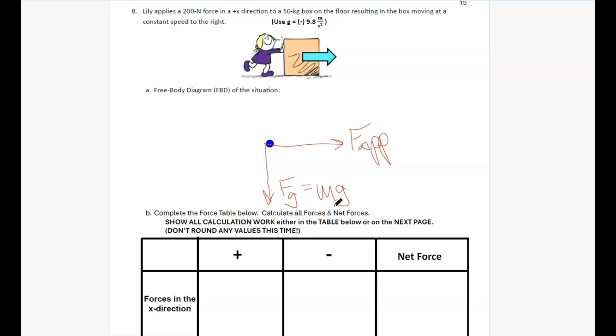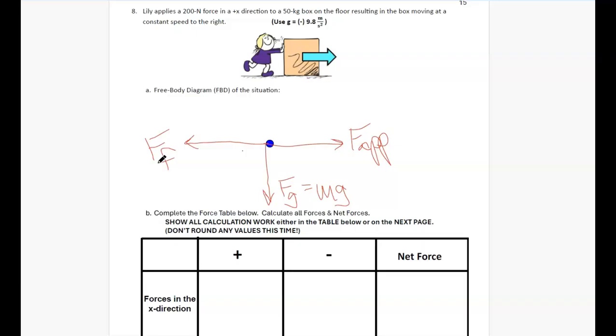And then it says the box is moving at a constant speed to the right. Well, if we've got one force to the right, but it's not accelerating it, there must be another force to the left to balance it. And if it's at a constant speed, that means there is no net acceleration, and therefore there is no net force. So we know the force of friction pointing to the left must be exactly equal to the force applied of the 200 newtons.